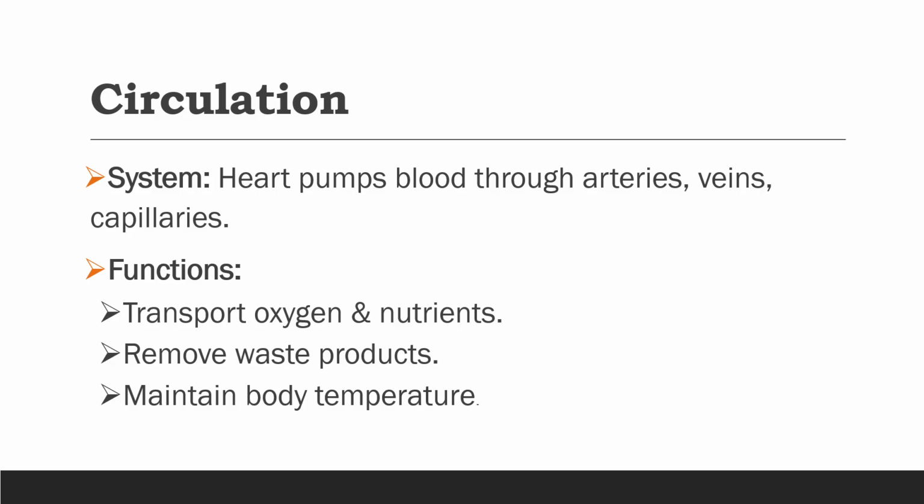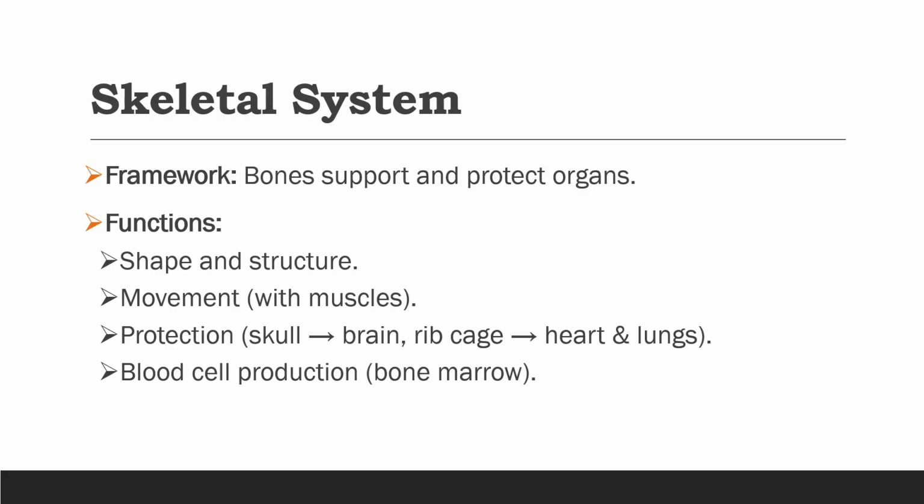Circulation system: heart pumps blood through arteries, veins, capillaries. Functions: transport oxygen and nutrients, remove waste products, maintain body temperature. Skeletal system: the framework of bones, supports and protects organs. Functions: it gives shape and structure, helps movement with muscles, then protection, skull for brain, rib cage for heart and lungs, then blood cell production in bone marrow.